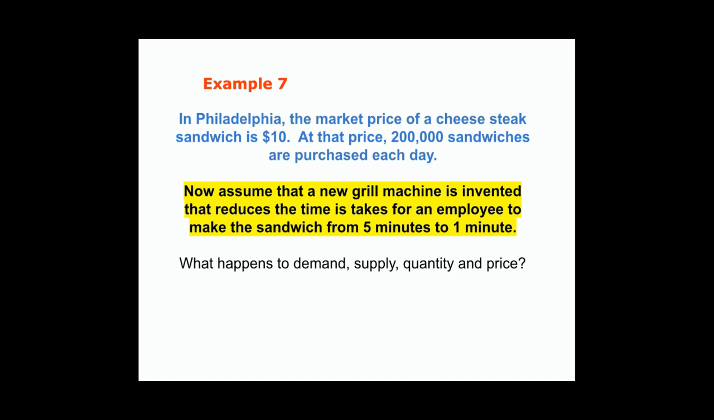And then we'll look at example 7, and this will be our last example. Here we have a new grill machine that gets invented, new technology that reduces the time it takes for an employee to make a sandwich from 5 minutes to 1 minute. So we can make our cheesesteak sandwiches faster. Presumably in an hour's time, we're able to make more cheesesteaks than we could in the past. The employee becomes more productive in that process. So we try to say, okay, what happens here?